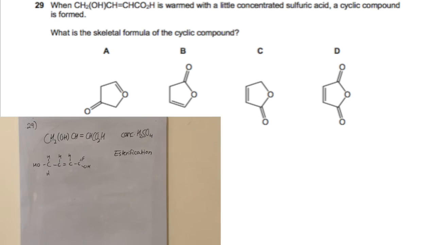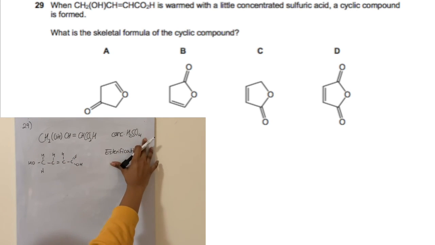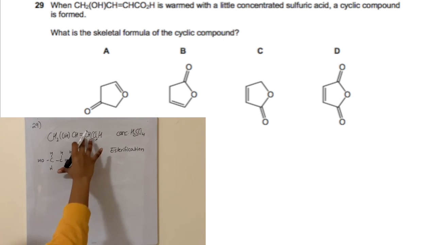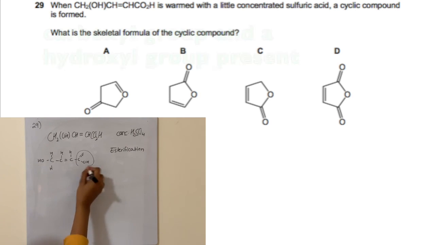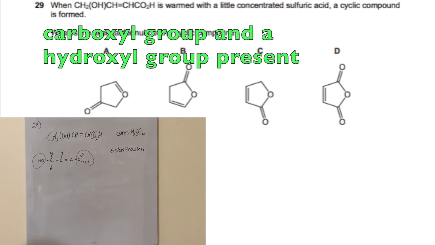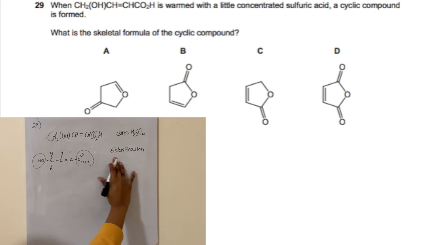Okay, so we have this compound here, and it reacts with concentrated sulfuric acid. And this is what it looks like drawn out. And you've noticed that there's a carboxylic acid and an alcohol. So they'll actually react. That's why we end up with this cyclic compound, and you'll end up with an ester, and this is called esterification. So the compound would end up looking something like this.